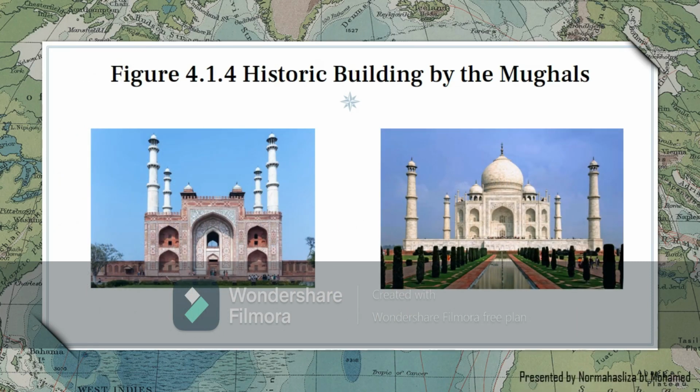This is a historic building at the entrance to the mausoleum of Akbar, the greatest of the Mughal emperors, in the Indian city near Agra.